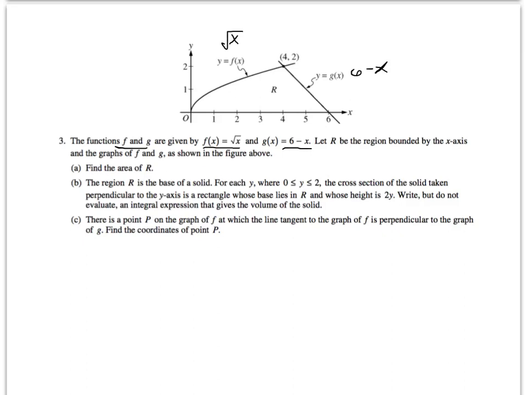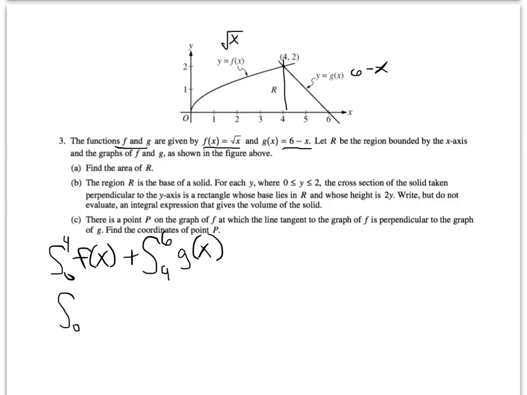Okay, so area is between the curve and the x-axis. And I notice for this, I've got two parts clearly here. So my first part goes from 0 to 4 of f of x. And then I have to find the area under the curve from 4 to 6 of g of x. Okay, now let's start taking this apart. So f of x, we are told, is the function the square root of x, and g of x is the function 6 minus x.